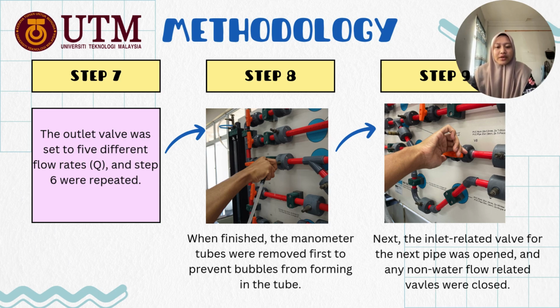After that, when the experiment is finished, the manometer tube was removed first to prevent bubbles from forming in the tube, and then the inlet valve for the next pipe was opened and the non-water flow valves were closed.